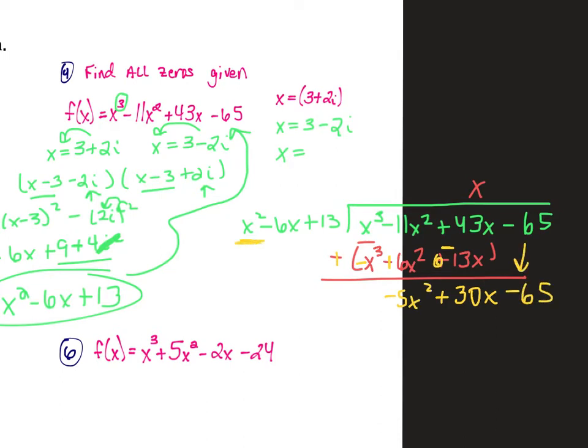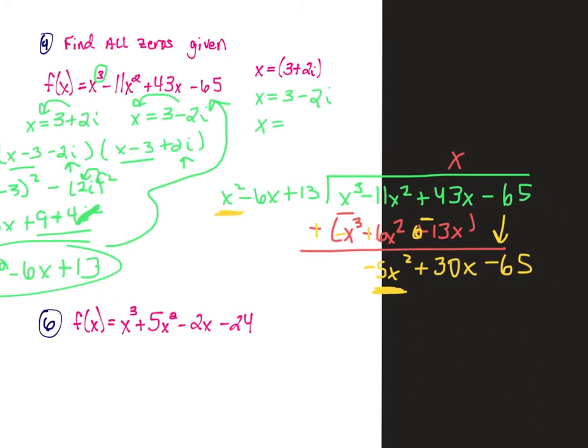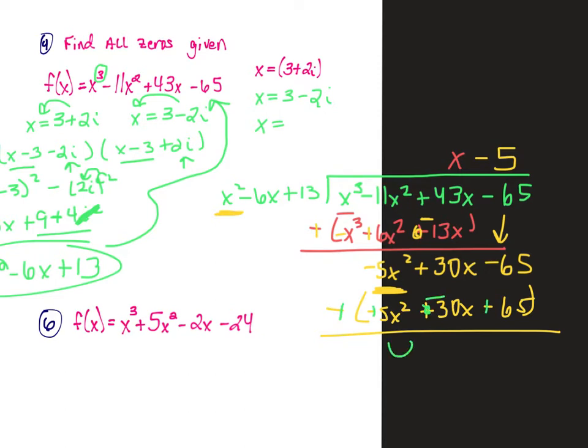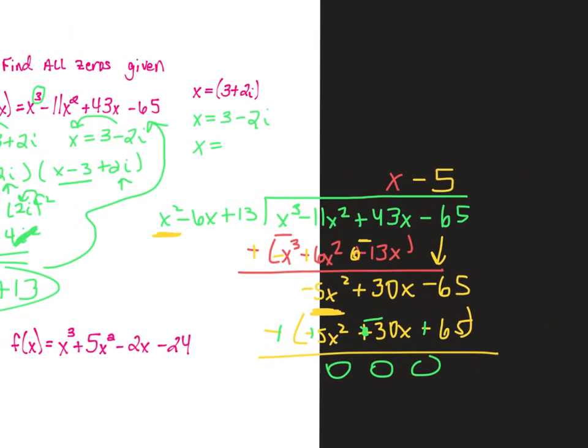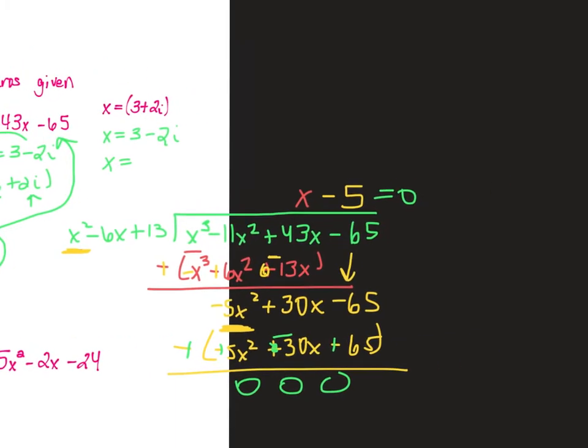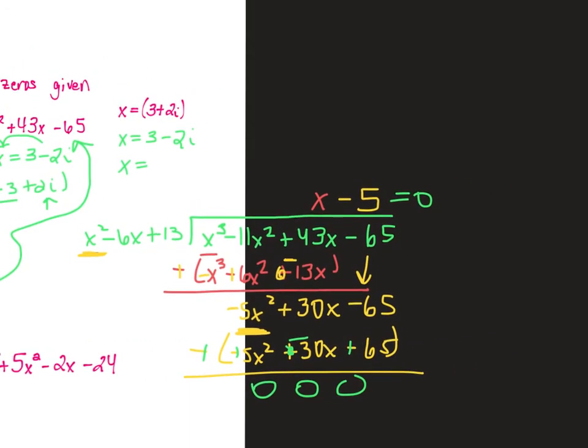So now we go first term into first term. x squared times what gives me negative 5x squared? It'd be negative 5. So get your subtraction ready. Negative 5 times x squared is negative 5x squared. Negative 5 times negative 6 is positive 30x. And negative 5 times 13 is negative 65. And when we go through and distribute all of our negatives, everything cancels out. So we're left with x minus 5. We set that equal to 0. And I know that my last x value is at x equals 5. So this would be your answer right here.